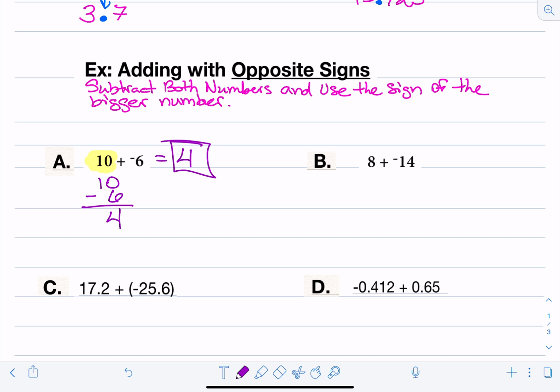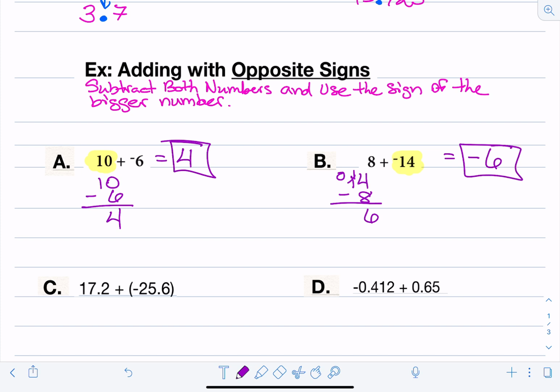Okay, let's look at B. Subtract both numbers. Okay, so I'm going to put the bigger number on top. 14 minus 8, that is 6. And we had to borrow, right? So our answer's 6. Now, I look and see which number in the problem's bigger. In this case, 14 is bigger than 8. 14 is negative, so that means the answer is going to be negative 6.